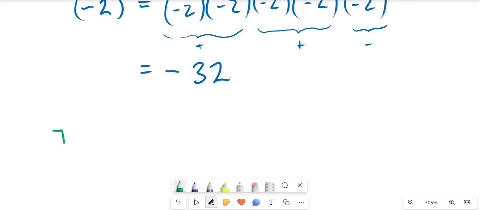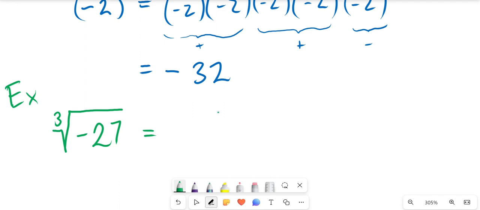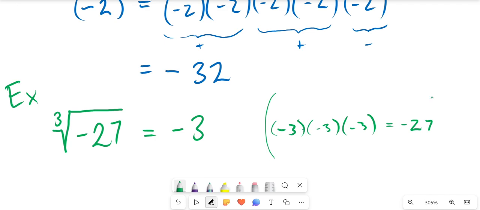So for example, if I take the square root of, I want an odd radical. Let's say the third root of -27. Here's another example. Well, we're asking what times itself 3 times is -27. And now, unlike the even root, there's only one answer. Because if I take -3 times -3 times -3, only in this way can I get -27 by multiplying something by itself 3 times.